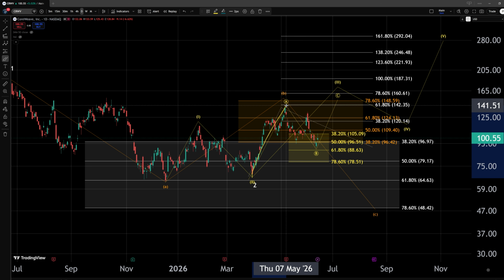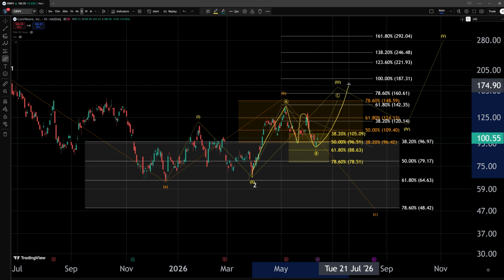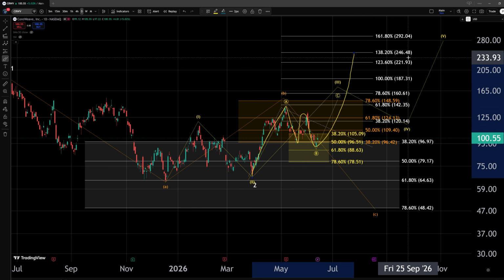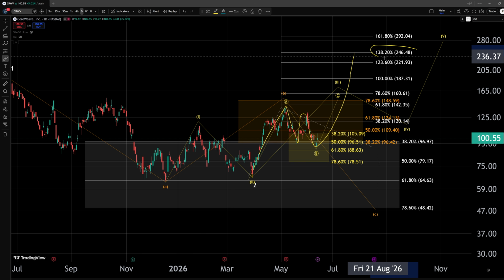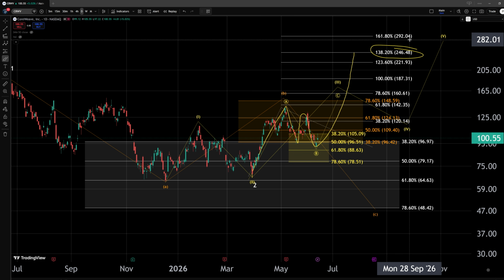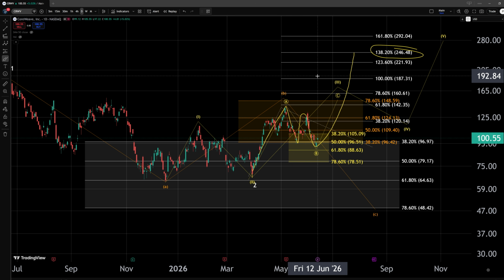I could have a 3-wave correction down within a wave 2, and then a wave 3 would become a realistic outcome, and the ideal target for this wave 3 is the 138.2% extension of the wave 1 that sits at $246, and already we are looking at 140% gain as opposed to maybe 50%, 60%, 80%. Yeah, this could actually turn out to be quite substantial.